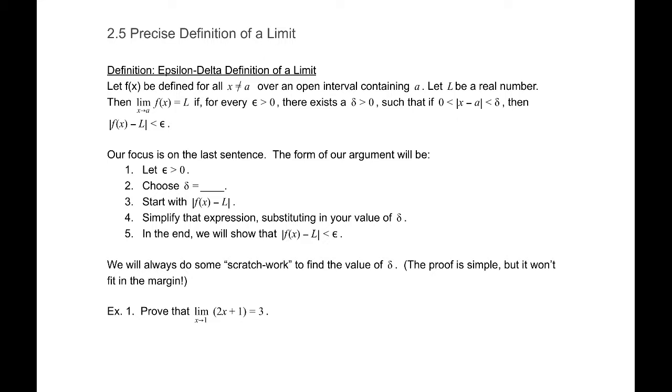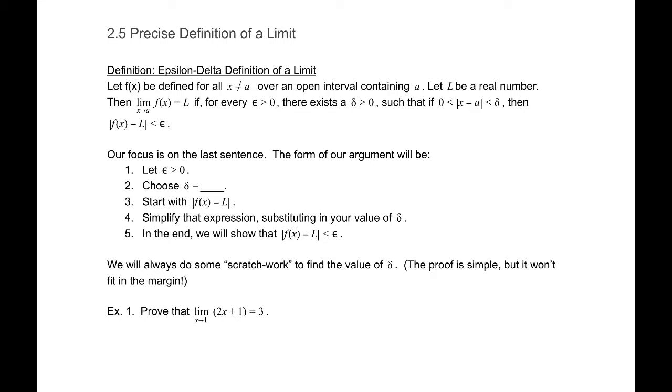Let f of x be defined for all x except possibly at a, so x not equal to a, over an open interval containing a. Let L be a real number. Then the limit as x approaches a of f of x equals L if, and we're going to focus on this quite a bit, for every epsilon greater than 0, there exists a delta greater than 0, such that if the absolute value of x minus a, the distance from x to a, is between 0 and delta, then the absolute value of f of x minus L is less than epsilon.